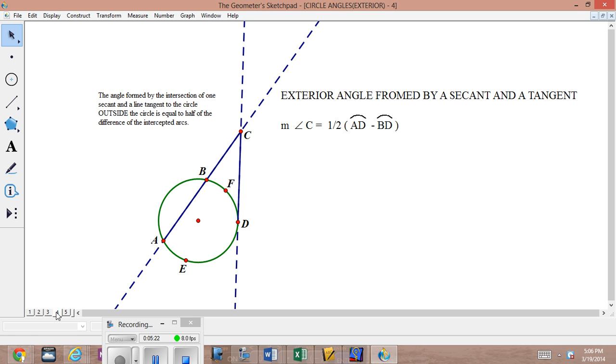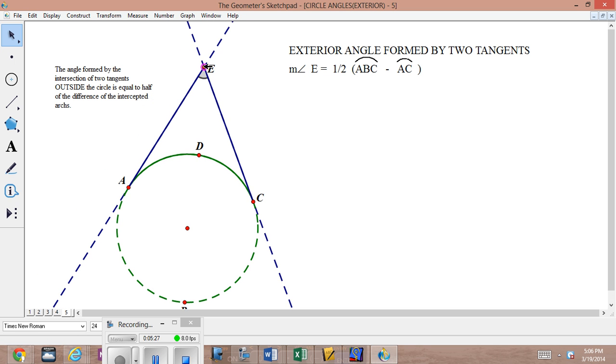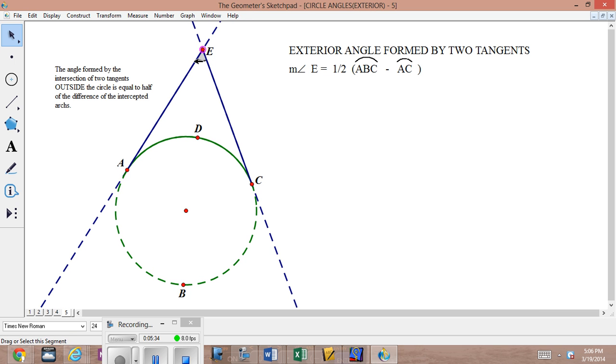Same thing over here. An exterior angle, the vertex is outside. The sides of the angle sweep out and cross to create two arcs: the furthest one, ABC, and the closest one. For every one of these, the measure of that angle is half the difference of the furthest arc minus the closest arc.